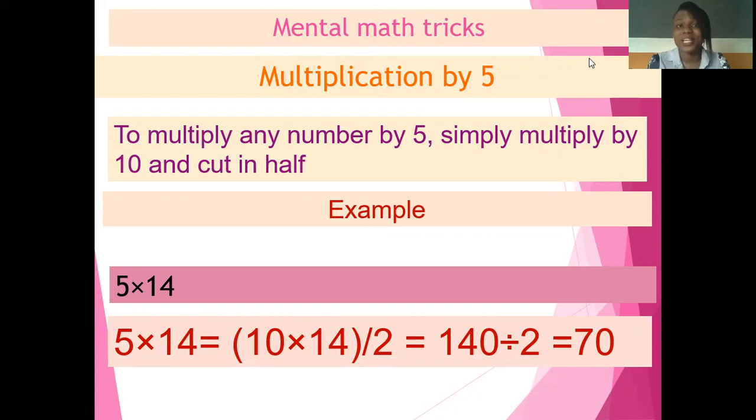So 140 divided by 2 is so easy. All you need to do is now get your answer, 70. So sometimes, especially when you're dealing with very big numbers, it might be faster to use this method. So just something that you should know. Just try it out. If you like it, you can use it. That's the thing about tricks. You don't always have to use them. If you don't like them, you can leave them.